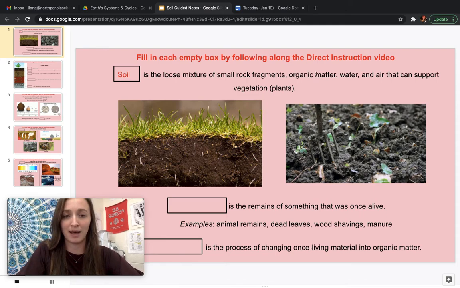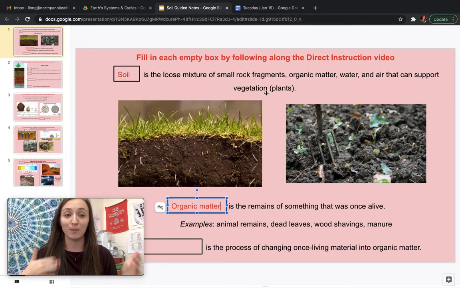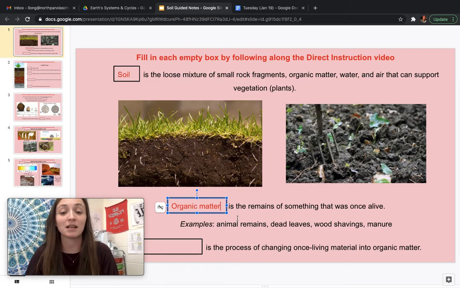Now, we talked about organic matter right there. That sounds pretty fancy too. What is that? Organic matter is just the remains or something left behind of something that was at one point alive. When I say animal remains, that means it can be an actual dead animal. If an animal dies and sits on top of the soil, over time it will become part of the soil, kind of freaky. It can be dead leaves after they fall off the tree and lie on top of the soil for a while. It can be wood shavings or manure or poop. All of those things are added into the soil either naturally or by people themselves. We can make really good soil to help it support all of that vegetation.